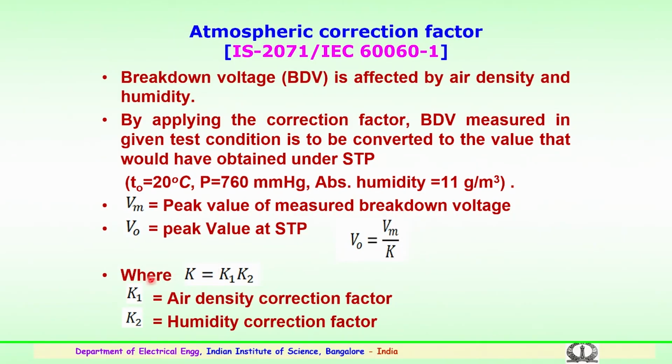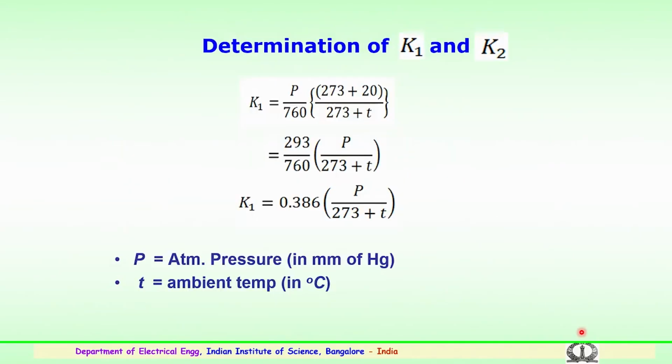Again, this K is equal to K1 into K2. What is K1? K1 is the air density correction factor and K2 is the humidity correction factor, where we have been told that the breakdown voltage of the sphere gap is affected both by air density and humidity. So, K1 is the air density correction and K2 is the humidity correction factor to be considered. So, how to determine K1 and K2?